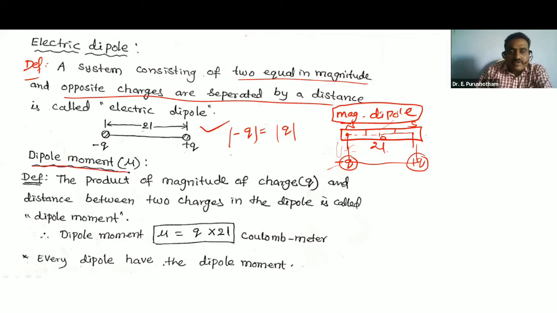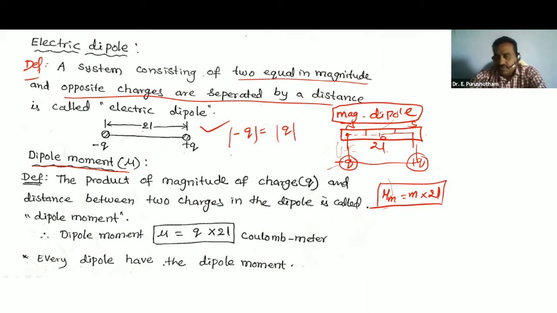Dipole moment. In your intermediate also, the magnetic dipole moment mu m is equal to pole strength m into 2L. The product of pole strength and the distance between two poles is called the magnetic dipole moment. But here, the product of the magnitude of charge and the distance between two charges in a dipole is called the dipole moment.